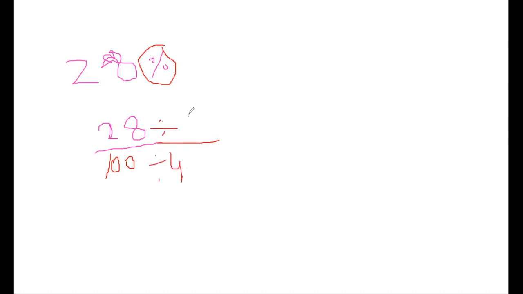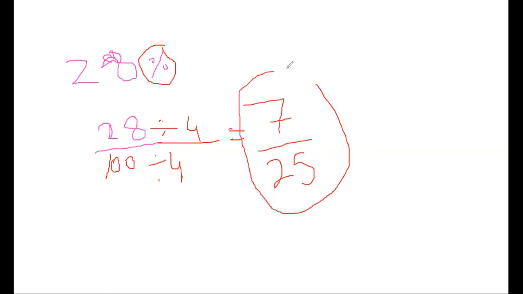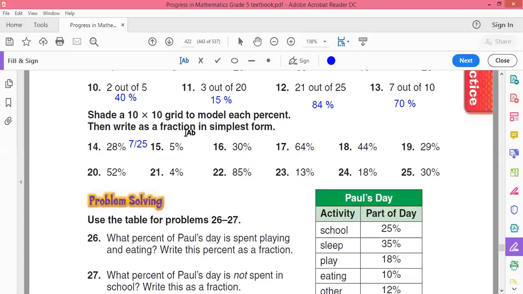So divide by 4 and divide by 4. 28 divided by 4 will be 7, and 100 divided by 4 is 25. So you can say that 28% is 7 out of 25. Yes, that's what I said. Thank you. So just go back and write here 7 over 100, 7 over 25.